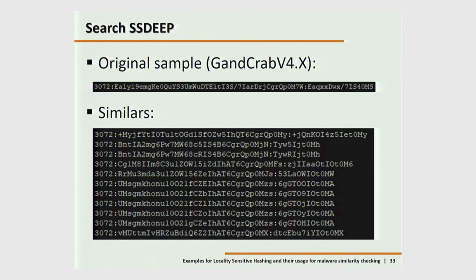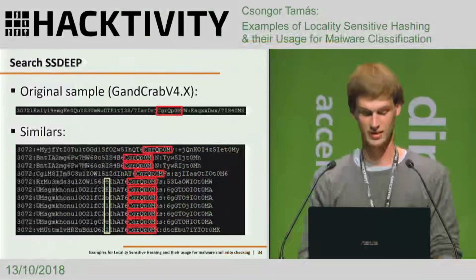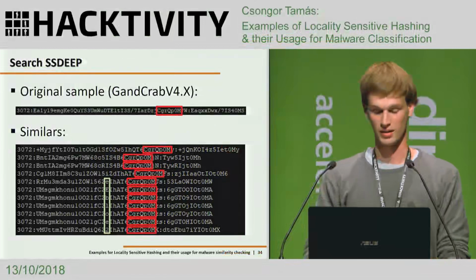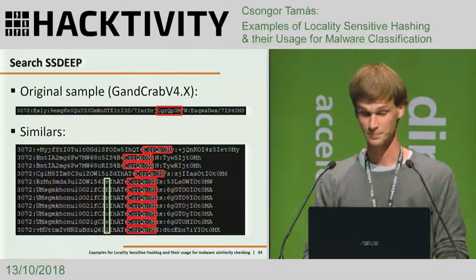So now we see the SSDeep results. The original sample I searched for was this Grand Crab sample. You can see the SSDeep hash for it. And the algorithm found the similar samples on the bottom. As we can see, there are similar characters in the hashes. They are displayed in the red boxes. And of course, these files are not the same, so there are different characters as well.